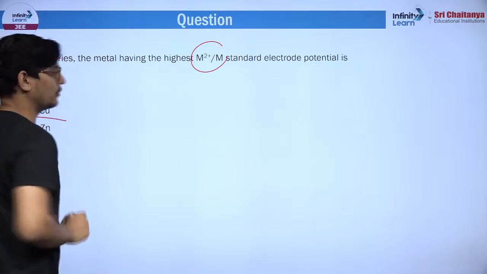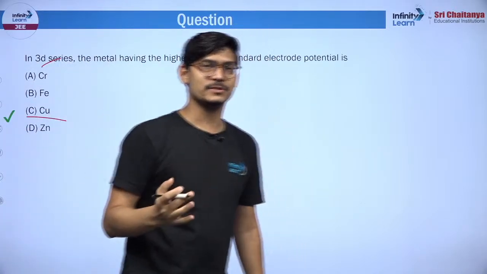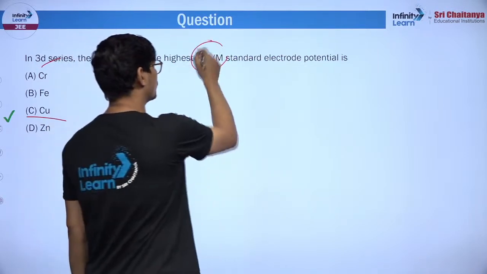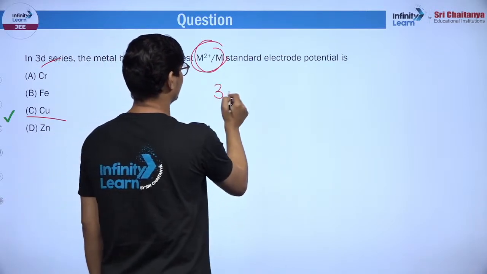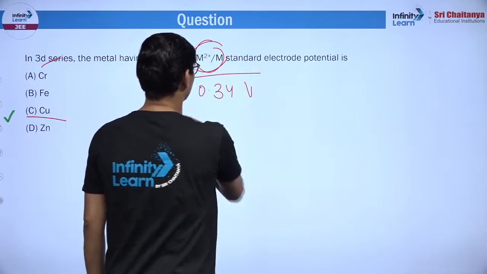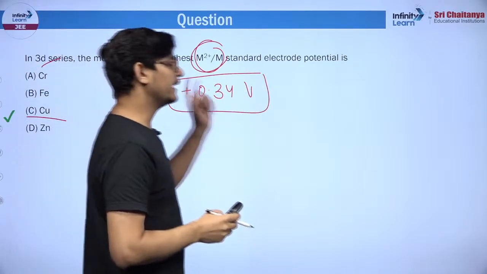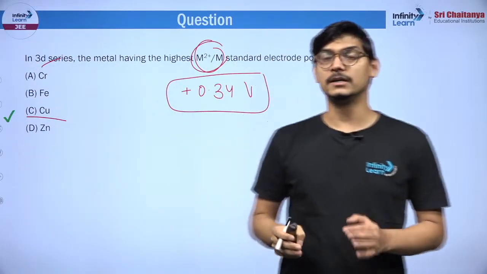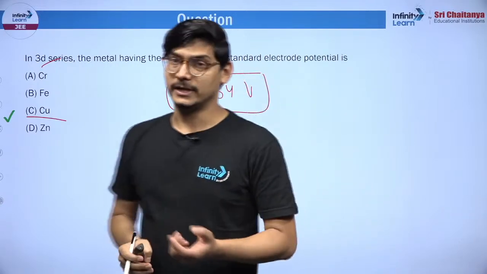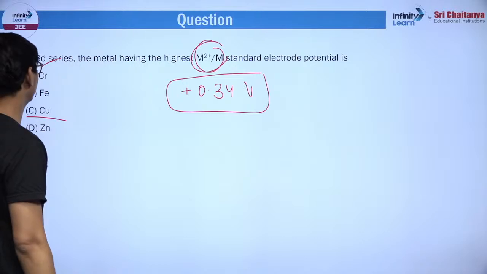The metal having highest standard reduction potential in 3D series. Of course, this is a very popular question. The only metal in 3D series from scandium to zinc which has positive electrode potential for this is copper, right? So this is 0.34 volt. You guys may remember this value from electrochemistry, right? All other metals have negative electrode potential, but copper has positive value, right? Copper wants to get reduced to the zero form.